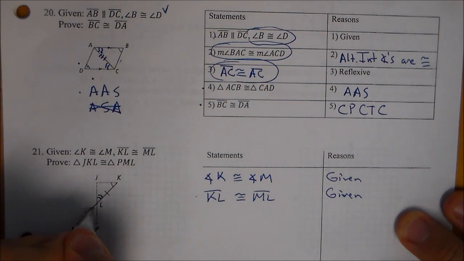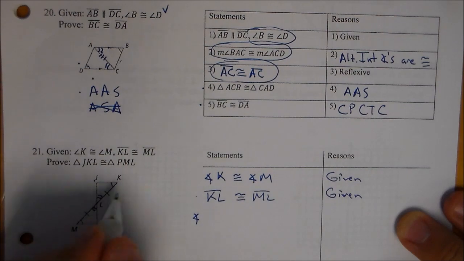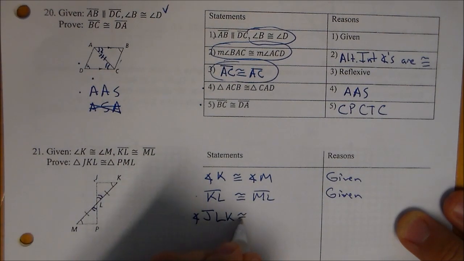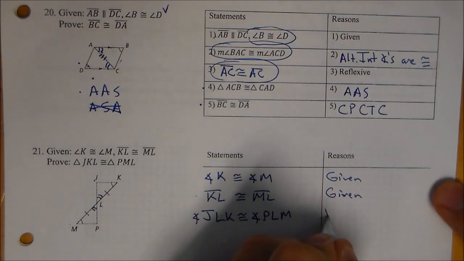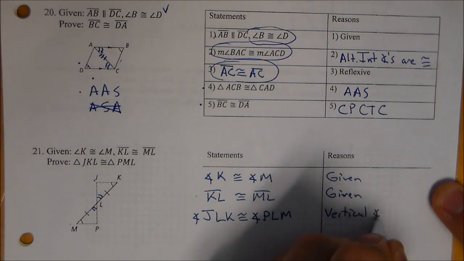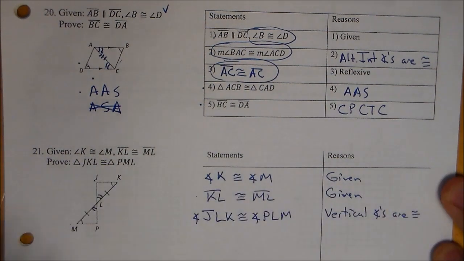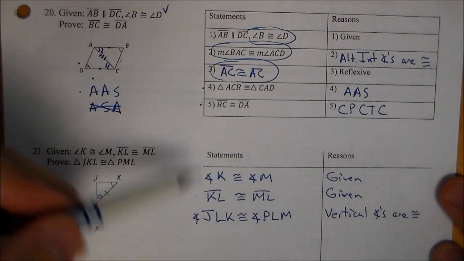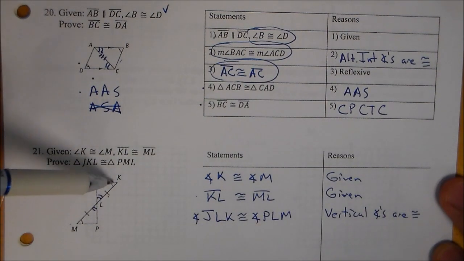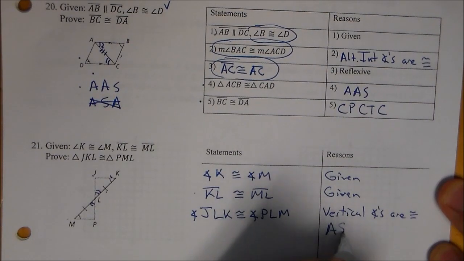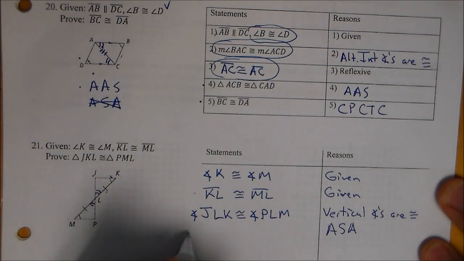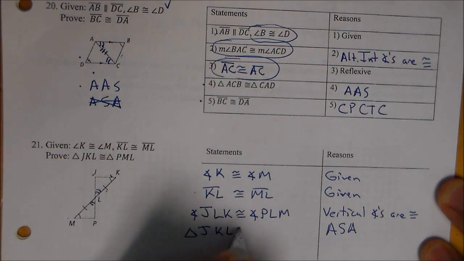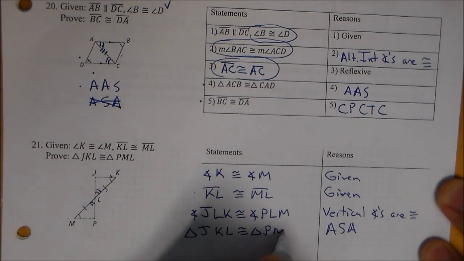And I see vertical angles here. Now I'm not going to say angle L and angle L. I need to name them with 3 letters. So go JLK is congruent to angle PLM, and that is vertical angles are congruent. So looking at it now, 3 facts. I look at my picture, it looks like an angle side angle scenario. Angle side angle. And then when I name my 2 triangles, I'm just going to use what they asked me to prove. So that's triangle JKL is congruent to triangle PML.